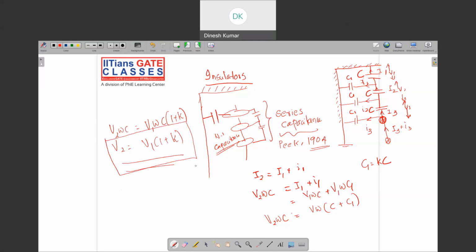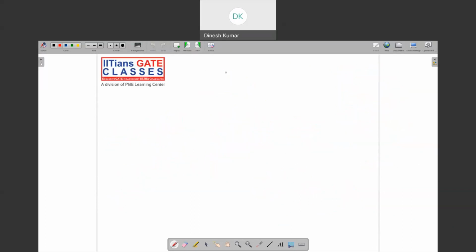Similarly, we can derive V3 in terms of V2, then again V2 in terms of V1. So we can write V3 equal to V1 into 1 plus 3K plus K square, right? Similarly, we can find it for any Vn. So if we check here, what is the voltage across each disk? Let me write it on the next page. V1 equal to V1, V2 equal to V1 into 1 plus K, and V3 equal to V1 into 1 plus 3K plus K square.